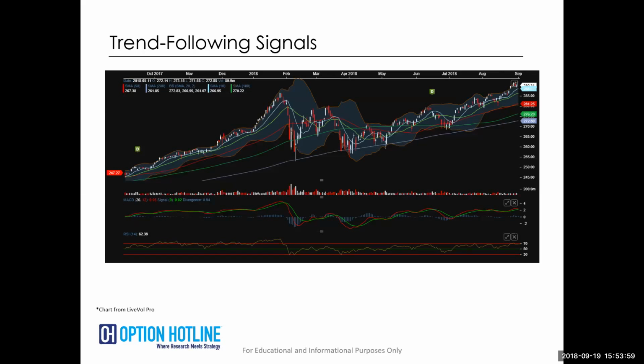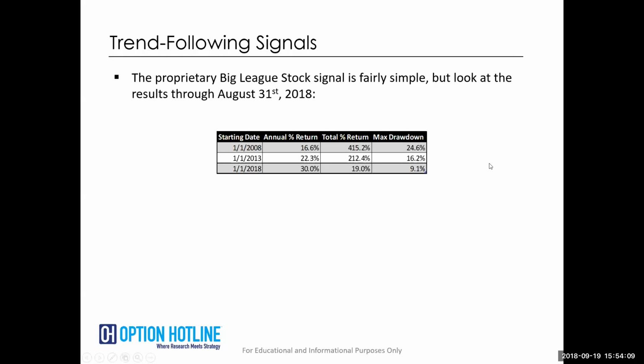So all of these things combine to give us a system. So what? Do the systems really work? I mean, yeah. I'll give you a good example. So our big league stock signal, it's pretty simple. And it's important that they stay pretty simple. But if you look at the results through August 31st, they work. They work better than the market systems. You basically are trying to keep yourself out of trouble.